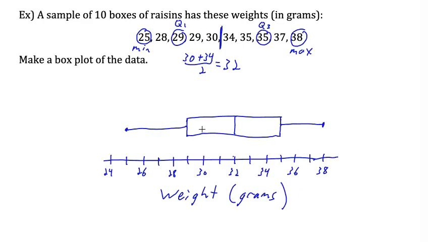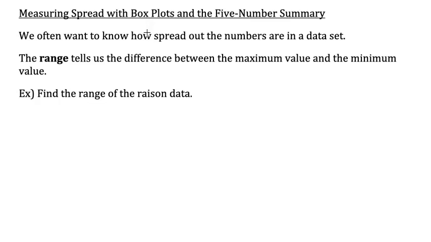It gives us a nice snapshot of the shape of the distribution of this data about the weight of the raisins. Now we often want to know how spread out the numbers are in a data set. And so we have various ways to measure the spread, or how spread out the data is. The range tells us the difference between the maximum value and the minimum value. And we can get that information straight from either the 5-number summary or our box plot.